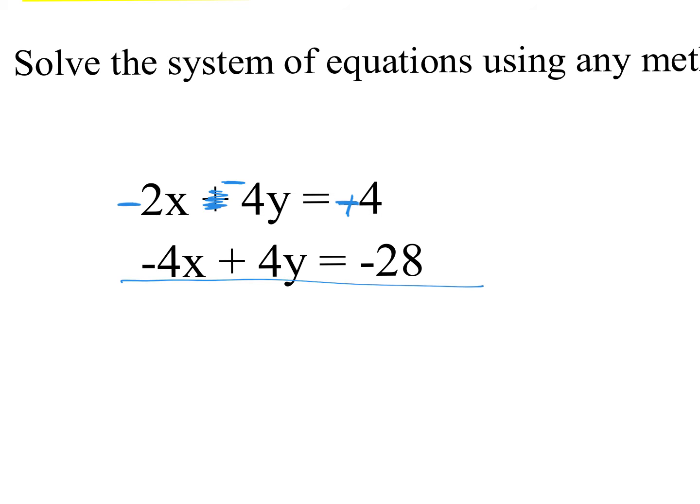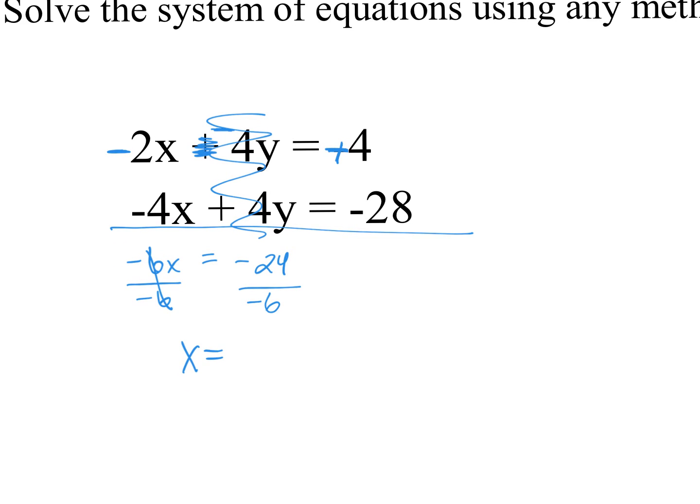So when I do that, combine the two equations, negative 2x and negative 4x is negative 6x. My y's will cancel. And then a positive 4 and a negative 28 gives me negative 24. Divide both sides by negative 6. And x equals positive 4, yes? Okay, so x equals positive 4. Now that I know that x equals positive 4, how do I find what y equals? Plug it in. To either equation, it doesn't matter.